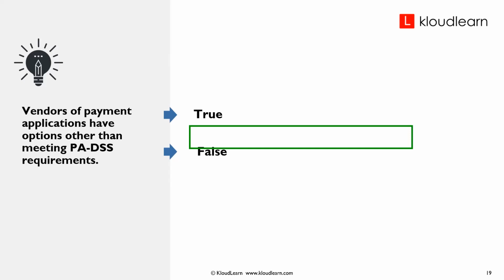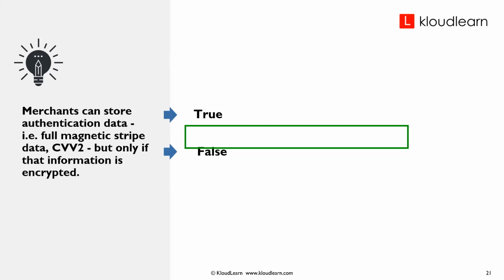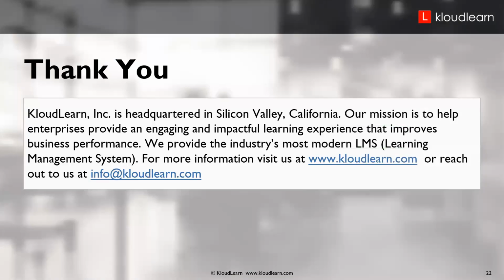Vendors of payment applications have options other than meeting PA-DSS requirements. True or false? ISVs and merchants should always store credit card data. True or false? Merchants can store authentication data, that is, full magnetic stripe data, CVV2, but only if that information is encrypted. True or false?